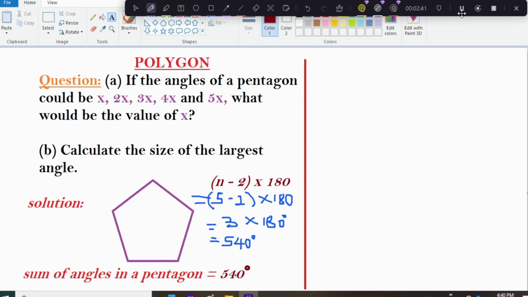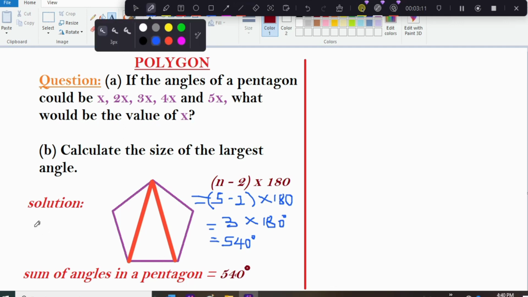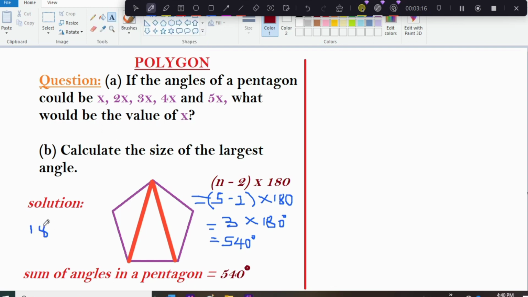It can be done in another form by getting the number of triangles in this pentagon, like this. Look at this. Now we have 1, 2, 3 triangles, and we know that a triangle contains 180 degrees. So that means we have 180 times 3, and that's what gives us the 540 degrees, which is the sum of angles in a regular pentagon. The same as 540. So we are now sure that 540 degrees is the sum of angles in a pentagon.